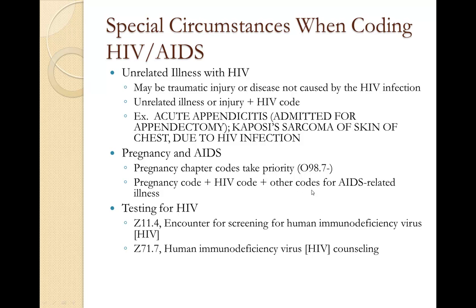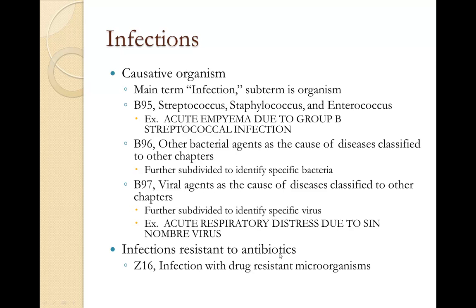then you would have any of your AIDS-related illnesses, so your Kaposi sarcoma or anything else you have going on. If they're just coming in for testing for HIV, there's a couple Z codes, Z11.4 for screening, Z71.7 for counseling. Alright, so that was kind of the whole HIV section. So the main points there are just to watch your sequencing and again to note that difference between the asymptomatic HIV status and actual HIV disease.